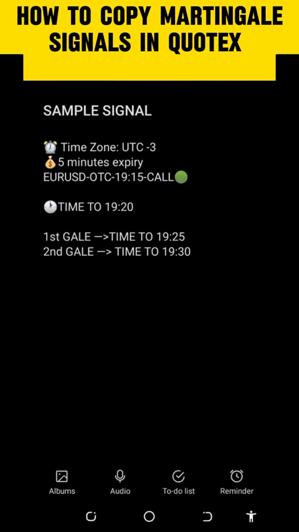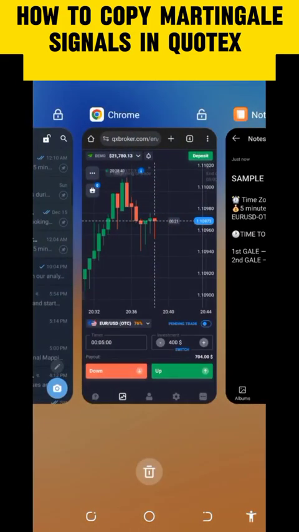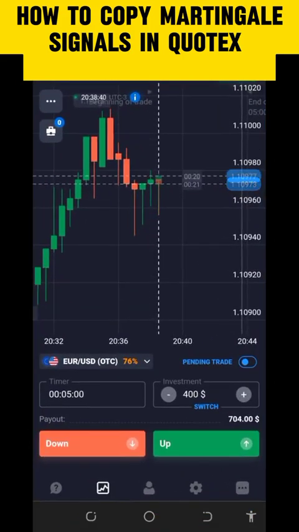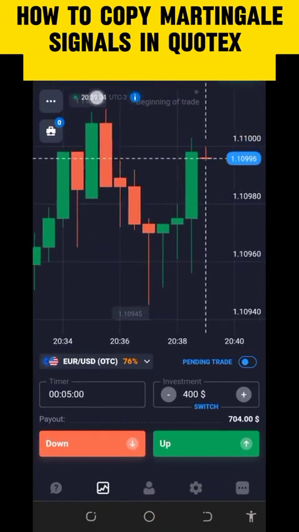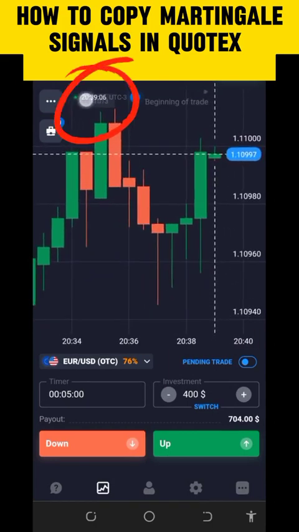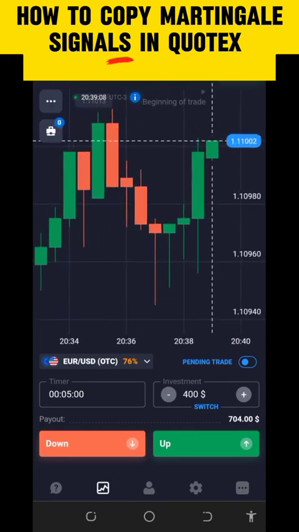Now, how do you read the time? It says 19:15 call. It means that there is a time interval of 5. You click up at exactly 19:15. Where do you see your time? You see your time at the top here. That thing you are seeing there is just a sample signal.